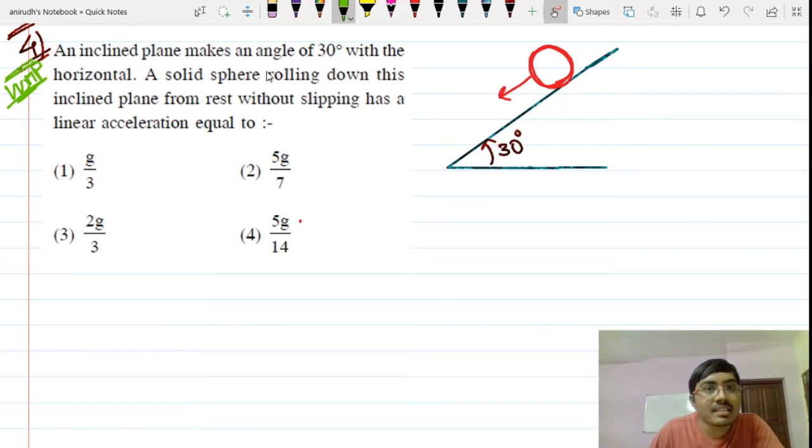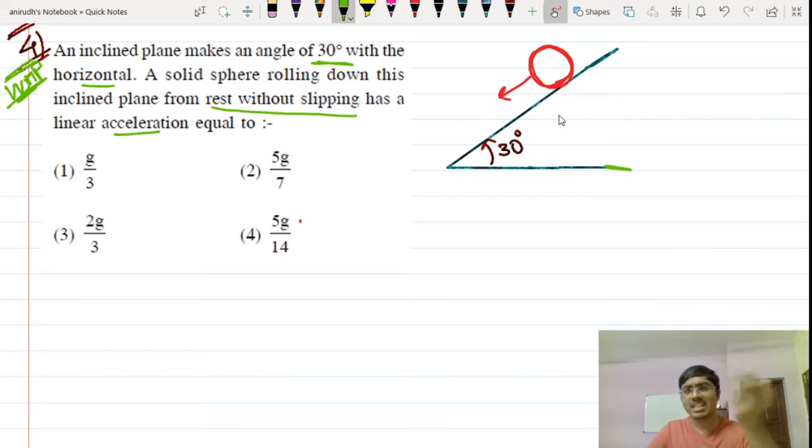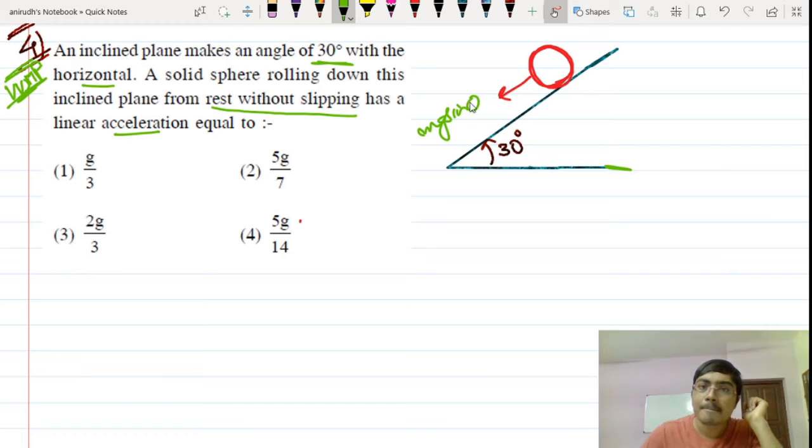An inclined plane makes an angle of 30 degrees with the horizontal, just like the representation I have made over here. A solid sphere rolling down this inclined plane from rest without slipping has a linear acceleration equal to what? In this condition of rolling without slipping, let's make the free body diagram. This is mg sine theta, where theta is equal to 30 degrees. The component of weight acting along the inclined plane is mg sine theta.